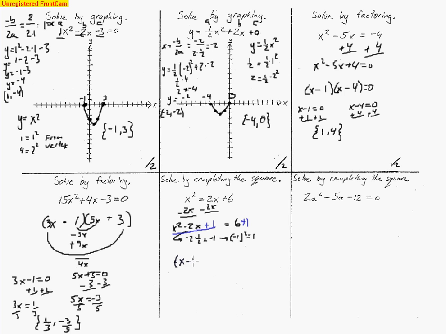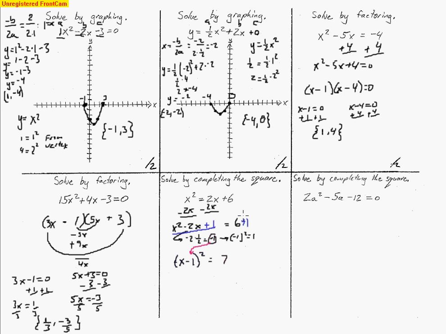X minus 1 quantity squared equals. Now again, the way I get that is whatever half the b term is going to go inside the parentheses. This term right there, that's got to go inside the parentheses because those are the two numbers, negative 1 and negative 1. They add to make negative 2. They multiply to make positive 1. So that's why that goes there. Anyhow, this quantity being squared equals now 7.